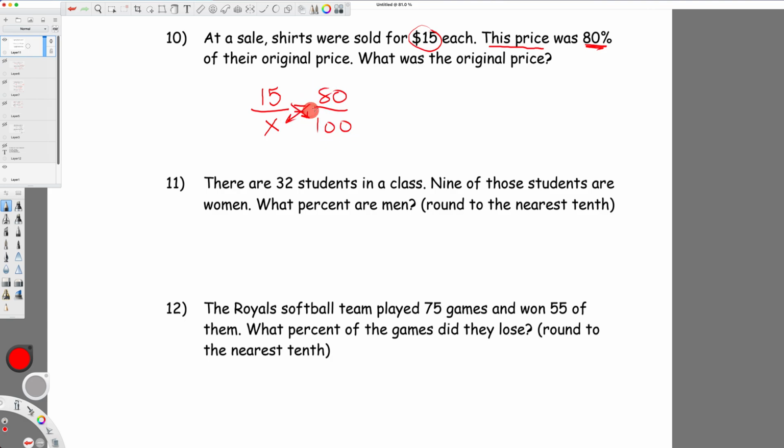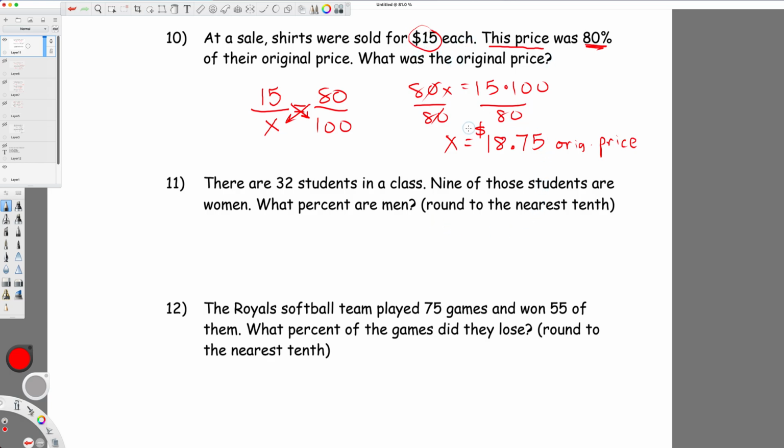So when I cross multiply, I'm going to get 80x is equal to 15 times 100 and divide by 80. And now it's just calculator button pushing. 15 times 100 divided by 80. And I get 18.75. It doesn't say anything about rounding, so I'm not going to round it. It's 18.75, and this was the original price. So this is a dollar amount. So the original price was $18.75, but because it was on sale, they were selling them for $15 each.